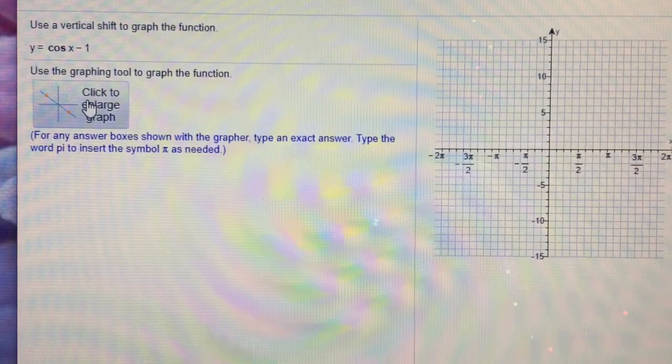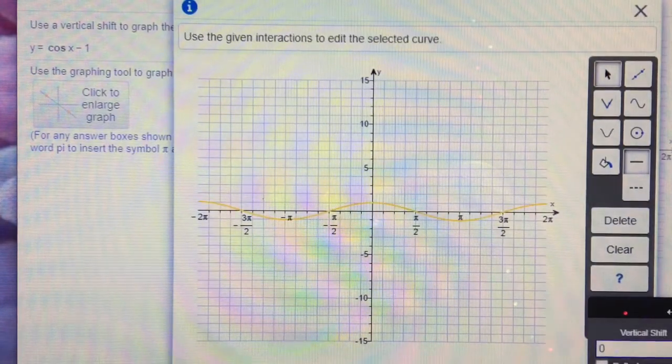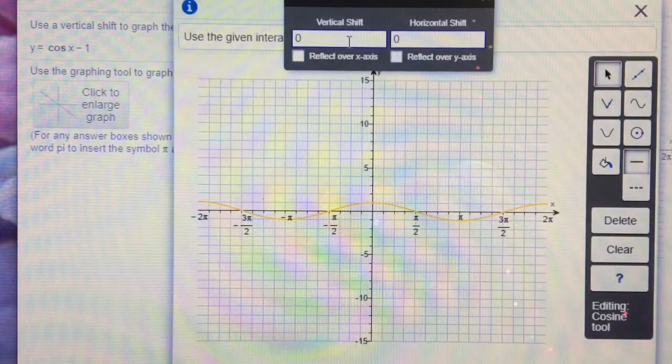Cosine, this is going to be a vertical shift. They just want me to graph it. So it's a cosine, so I'm going to pick the cosine graph, not the sine graph, the cosine graph. I'm going to click anywhere, bring my menu up, and they just want to know what it is. The vertical shift is -1.